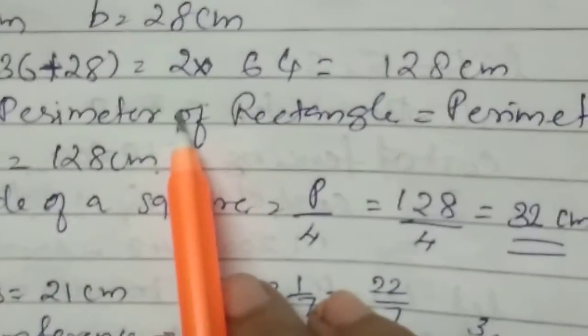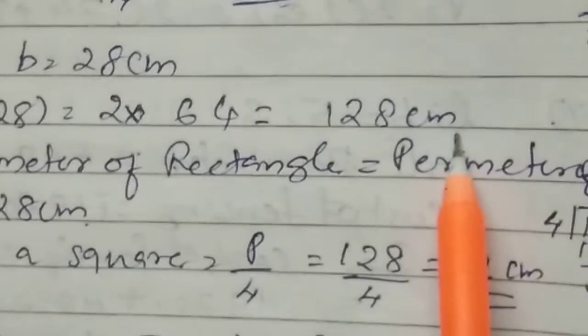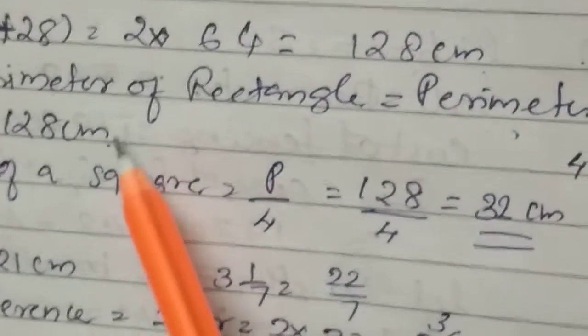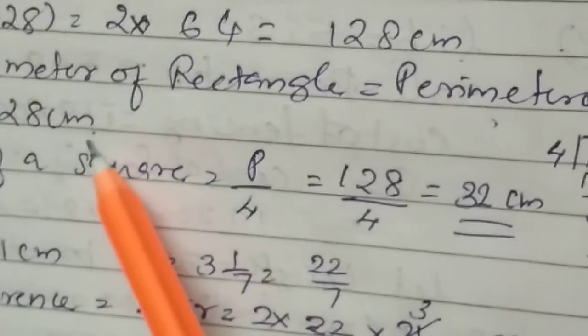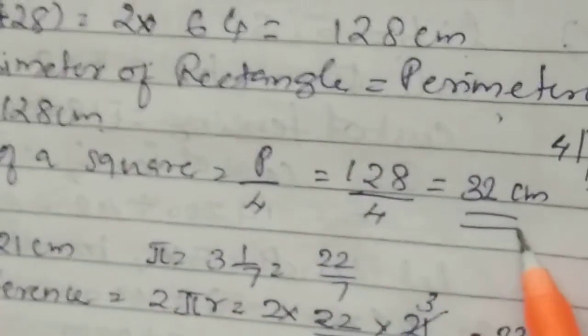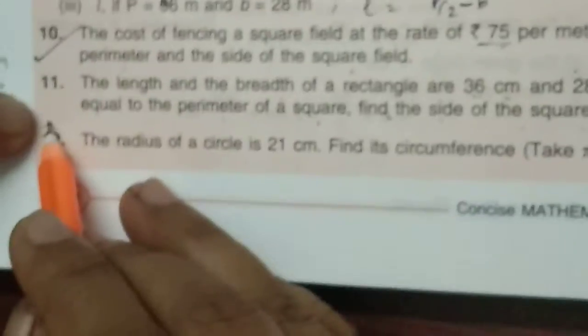Look at here. Length and breadth is given. Perimeter equals 2 into (L plus B). That is 128 centimeter, I got. Perimeter of rectangle equals perimeter of the square. So we can take the perimeter of the square as 128. Now we can find the side of the square equals 128 by 4. You will get 32 centimeter as one side. That much is the questions for square and rectangle.